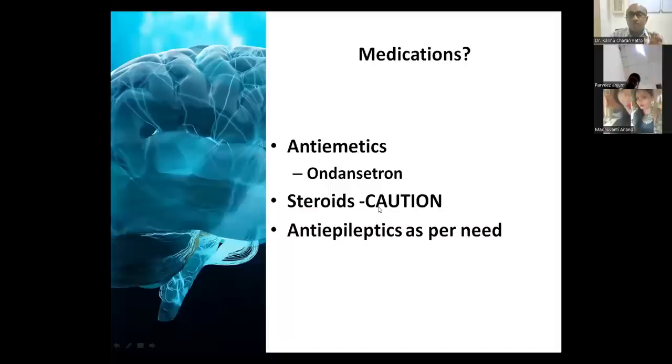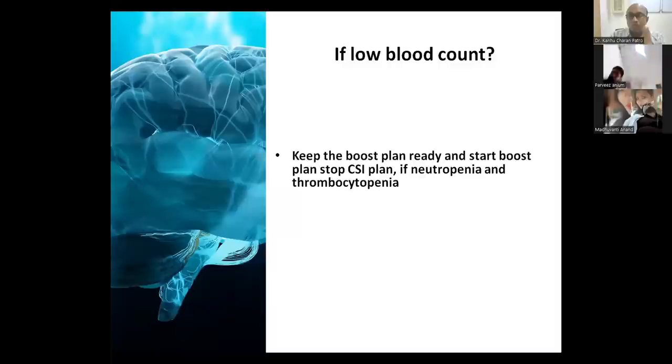Medications, mostly antiemetics, ondansetron required, you have to start from day 1. Steroids, use with caution, antiepileptics as needed. Weekly CBC must be done: hemoglobin, white blood cell count, platelet count. Keep the boost plan ready, because it is total bone marrow irradiation along with chemo. If neutropenia or thrombocytopenia starts, you can proceed with the boost plan in between. Even for CSI, planning takes time, so get ready for the boost and treat the boost, then plan the CSI.